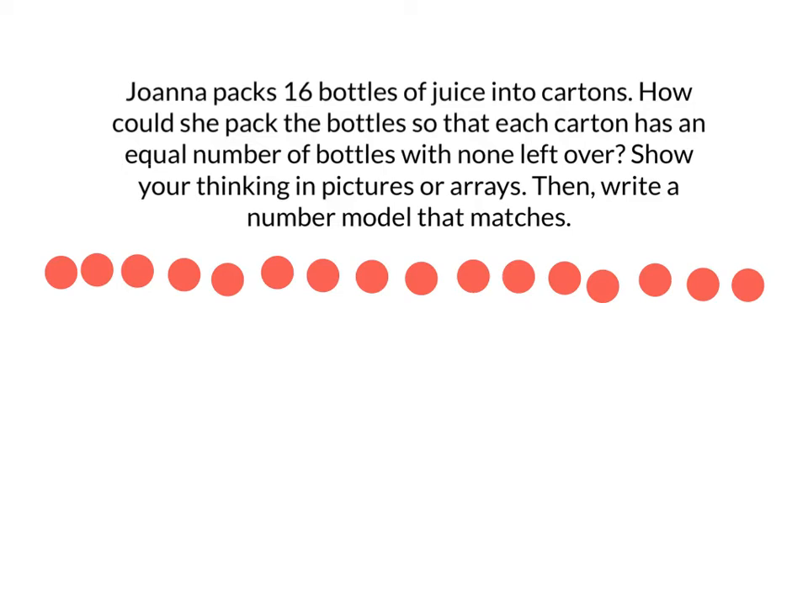Okay, it says Joanna packs 16 bottles of juice into cartons. How could she pack the bottles so that each carton has an equal number of bottles with none left over? Show your thinking in pictures or arrays, then write a number model that matches. Go ahead and pause the video so that you can think through this. How could she package these bottles so that there are none left over?